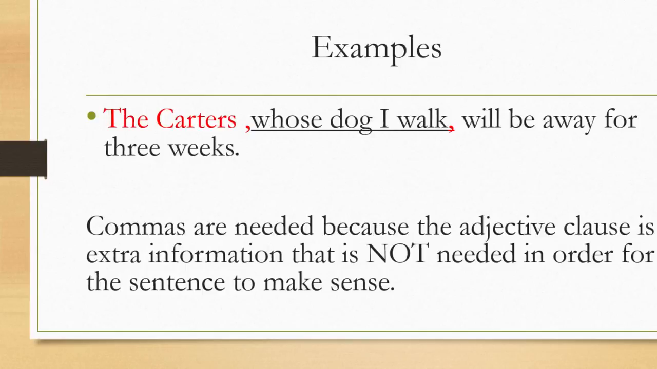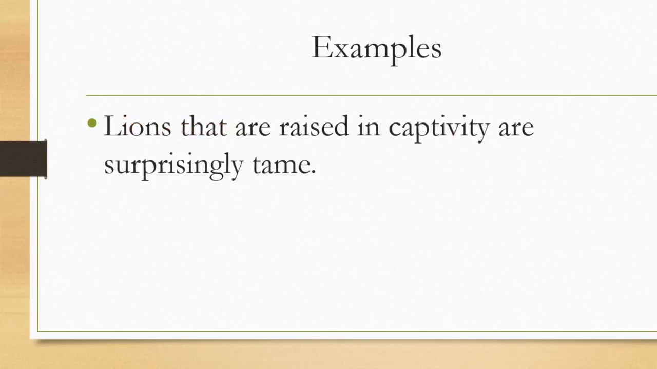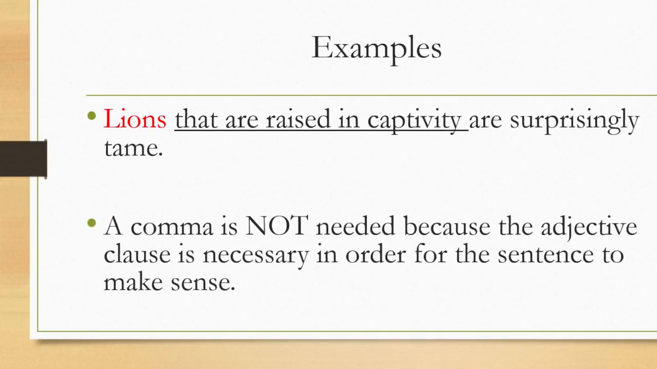Okay, and finally, let's look at the last example. The lions that are raised in captivity are surprisingly tame. So my relative pronoun is that, and my adjective clause is that are raised in captivity, and that is giving more information about lions. And in this example, I will not use commas because I need that adjective clause in order to help the sentence make sense.